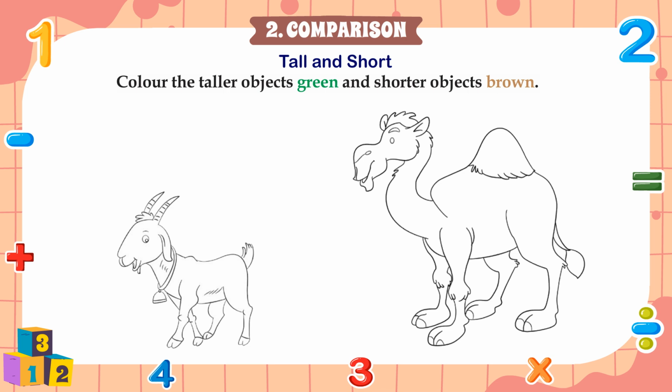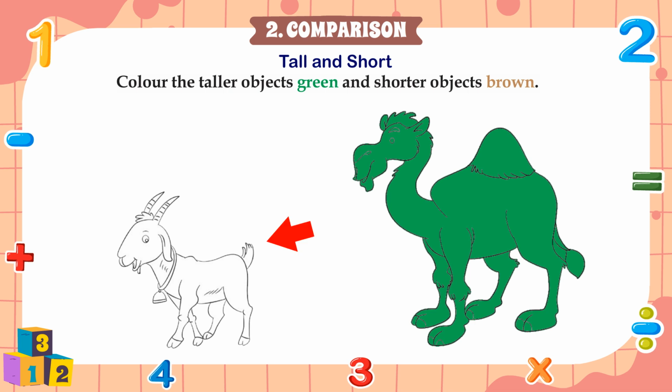Which animal is taller? Correct. The camel is tall, so we need to color it green. And the goat is short. Let's color it brown.